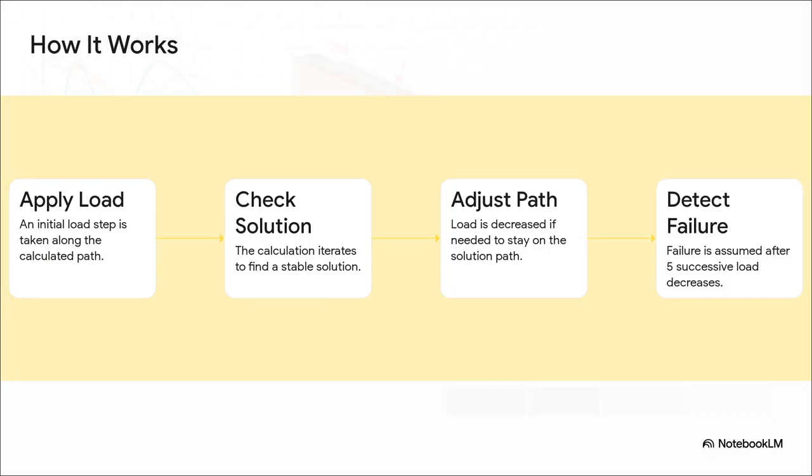Okay, so here's the play-by-play. The algorithm takes a step, applies a bit of load. Then it checks, are we stable? And here's the secret sauce. It then adjusts its path. If it senses the material is starting to give way, it can actually back off and decrease the load to find the next stable spot on that curve. And get this, if it has to back off 5 times in a row, PLAXIS goes, aha, this is it, this is failure. It's basically a super smart built-in failure detector.